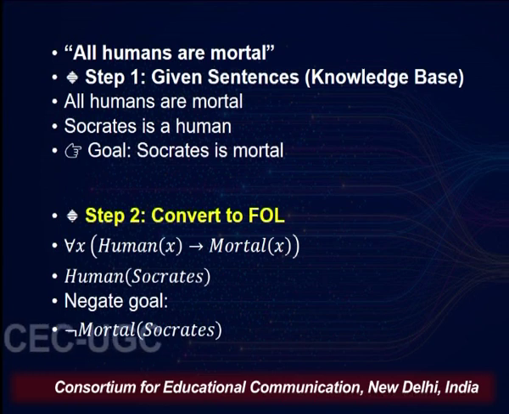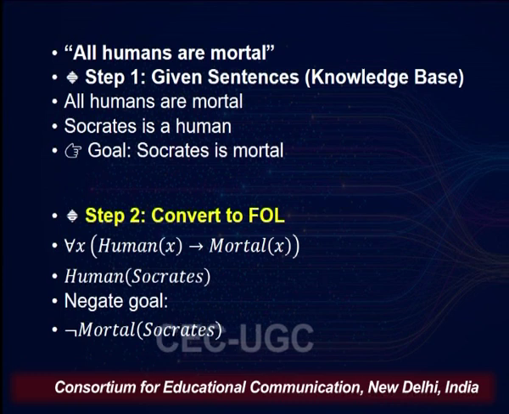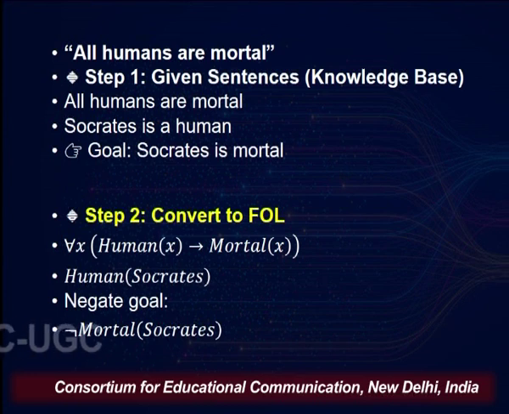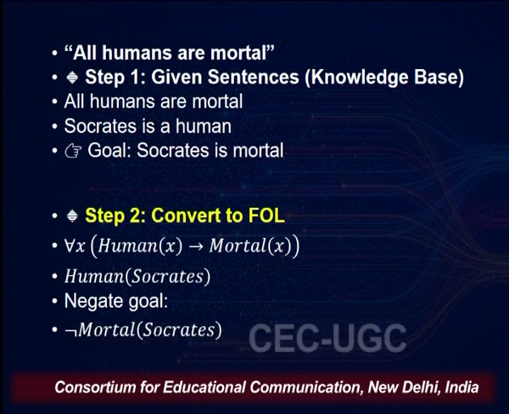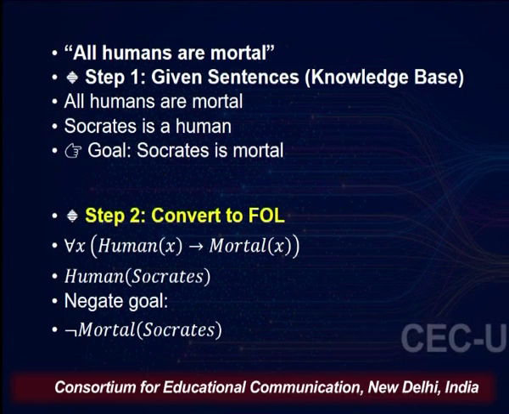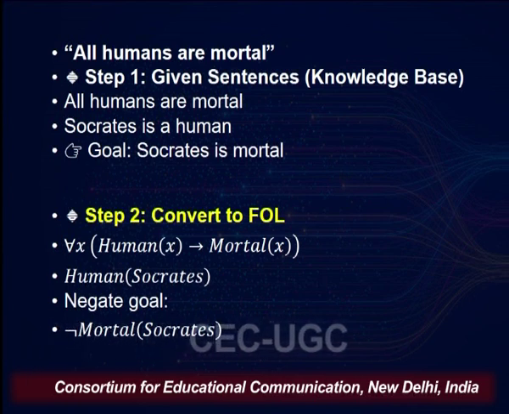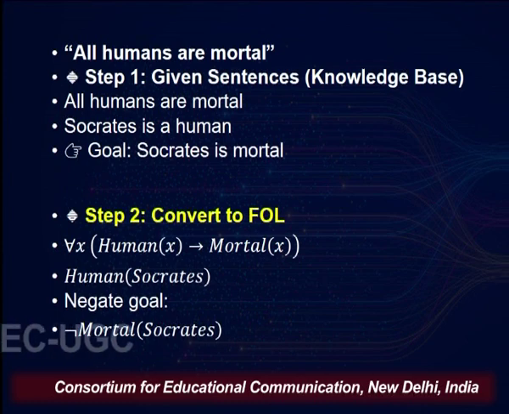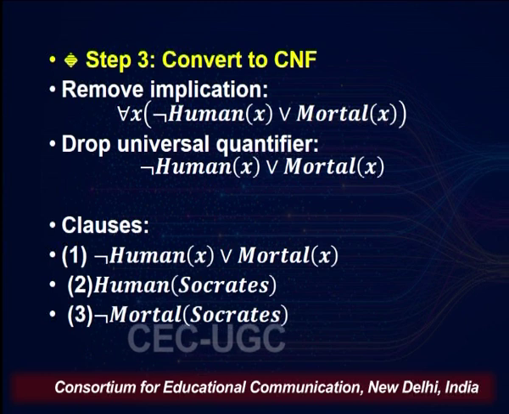So, what was the goal? The goal was Socrates is mortal, that means mortal(Socrates), but we need to negate the goal. So, the negation of the goal is negation of mortal(Socrates), and now we are going to include this negation of the goal into the set of clauses. Finally, I have 3 clauses now: the two which were given in the knowledge base and the third, which is the negation of your goal.